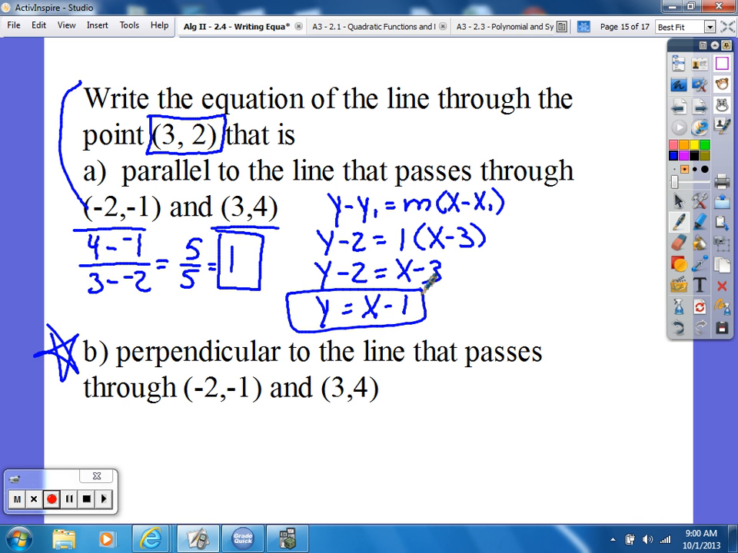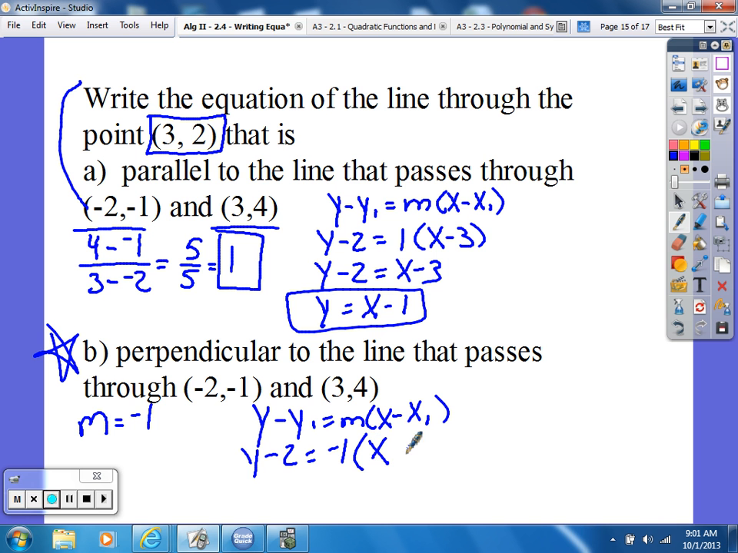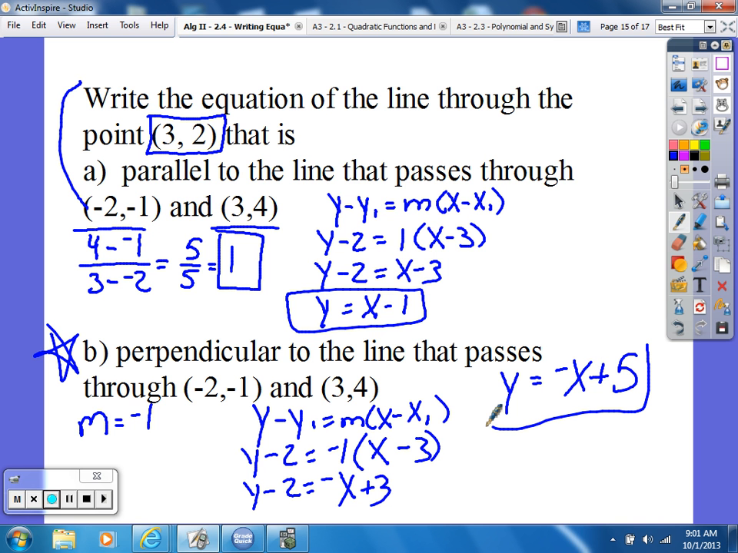So I'm going to write m equals -1. We'll plug that in again. So y minus y1 equals m times x minus x1. Y minus 2 equals -1 times x minus 3. Y minus 2 equals negative x plus 3. And then I add 2, right? So I get y equals negative x plus 5. Raise your hand if you got that.